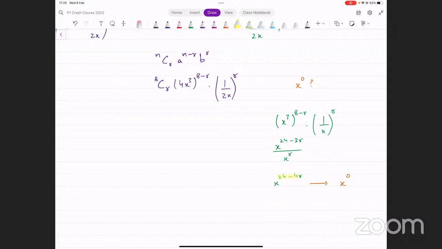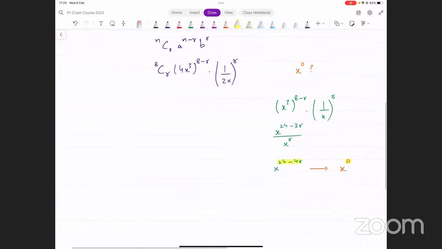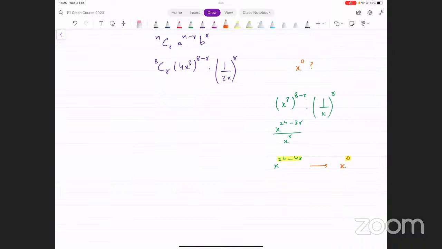So this power of x has to be equal to 0. What we can do is find the value of r from this, because since the power has to be 0, that means 24 minus 4r has to equal 0. And that gives us the value of r equal to 6.